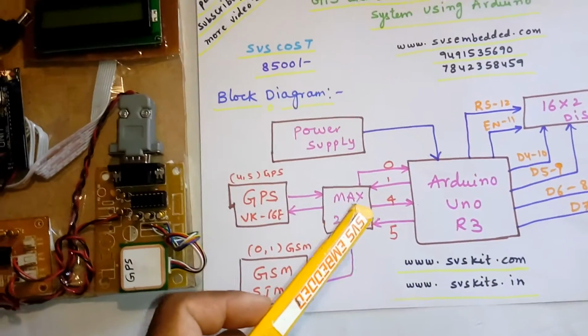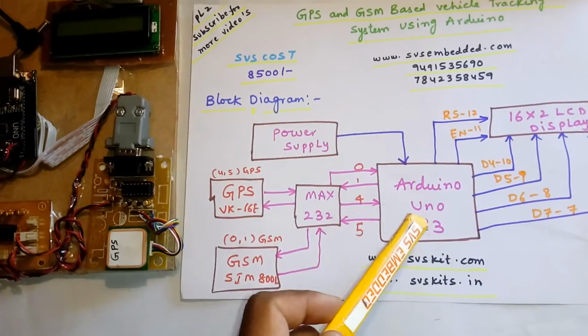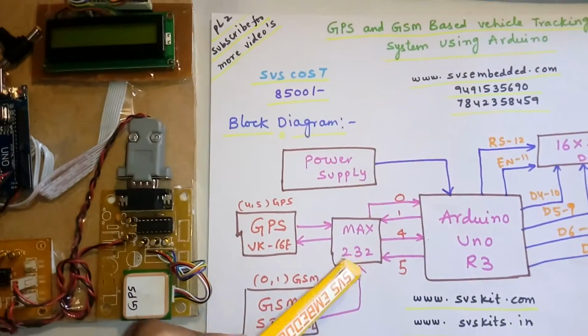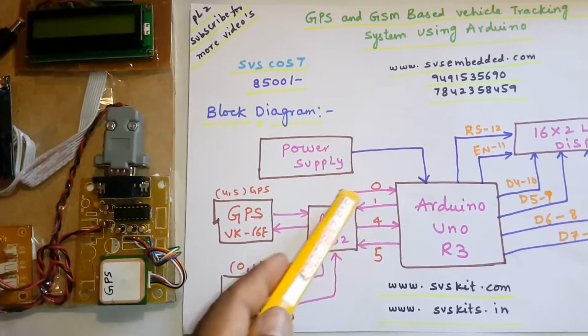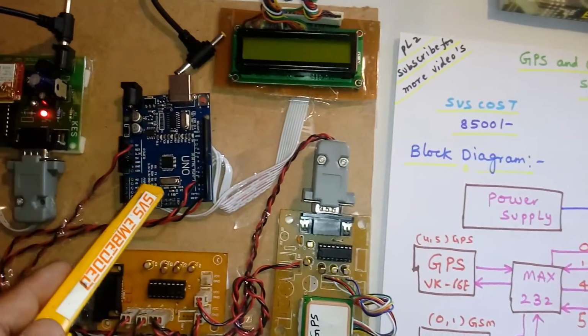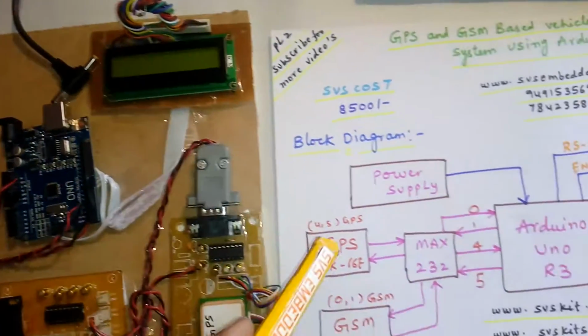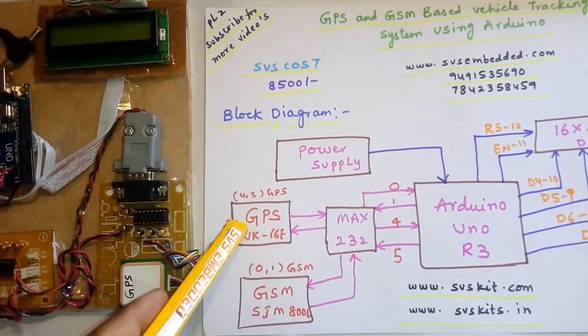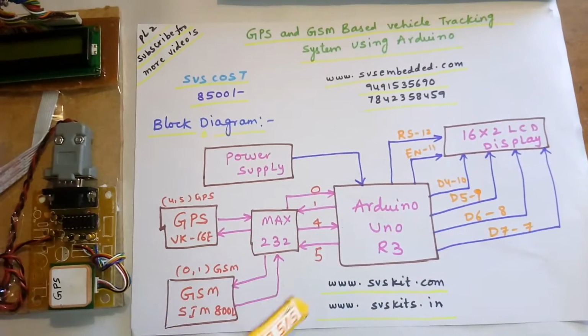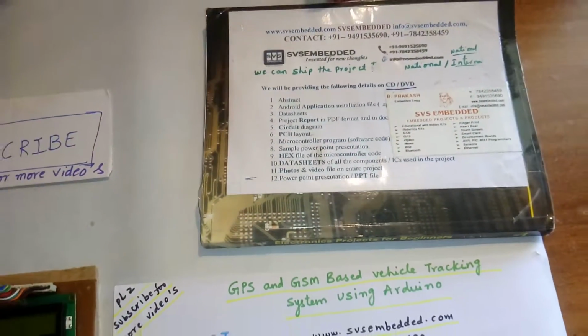And here one MAX232. So we have connected one normal UART and another serial UART. Pins 0 and 1 are for the onboard serial, pins 4 and 5 are connected to the GPS, and 0 and 1 are connected to the GSM modem. So we can ship the project to national and international students.